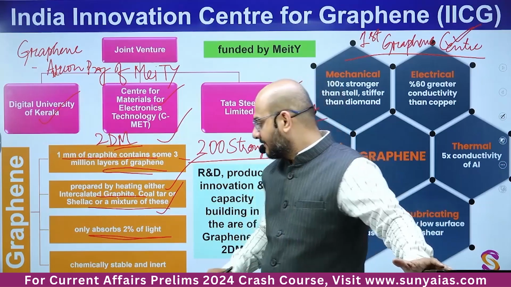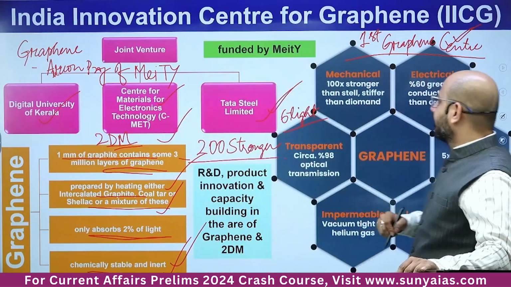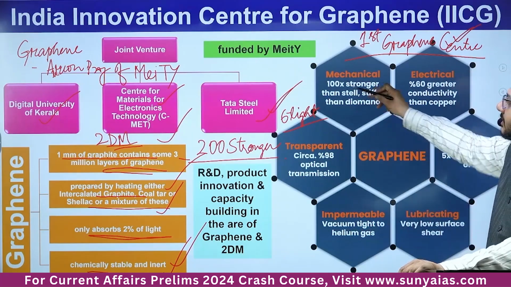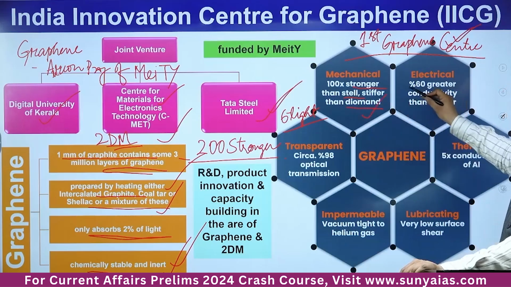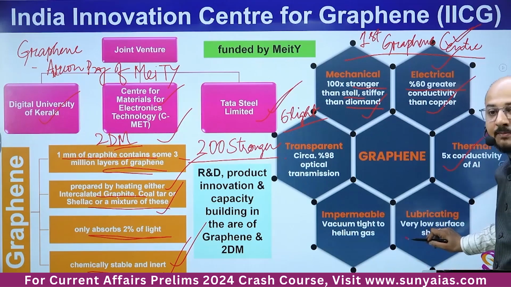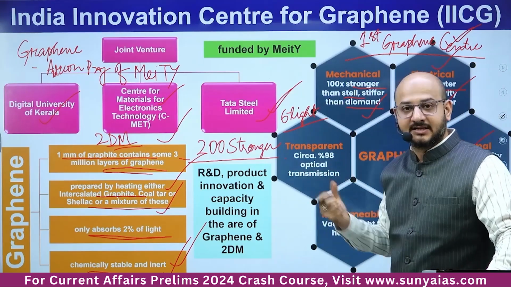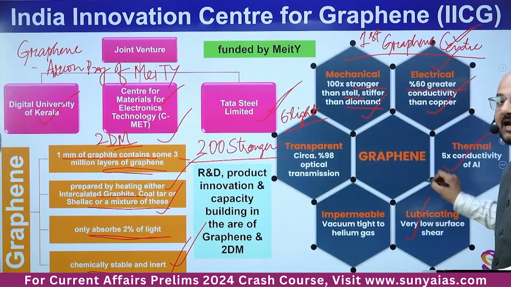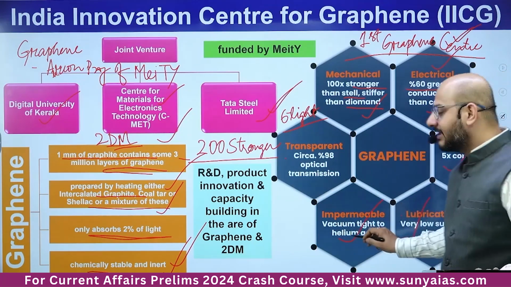Okay. Chemically stable and inert, therefore it has a lot of utility. Mechanically 100 times stronger than steel, stiffer than diamond. Electrical conductivity is very good, 60% greater conductivity than copper itself. Thermal conductivity is good. It acts as a lubricant. Therefore, many times in the engines we need lubricants, graphite is used there, graphene can be used over there. It is impermeable, vacuum tight to helium gas.